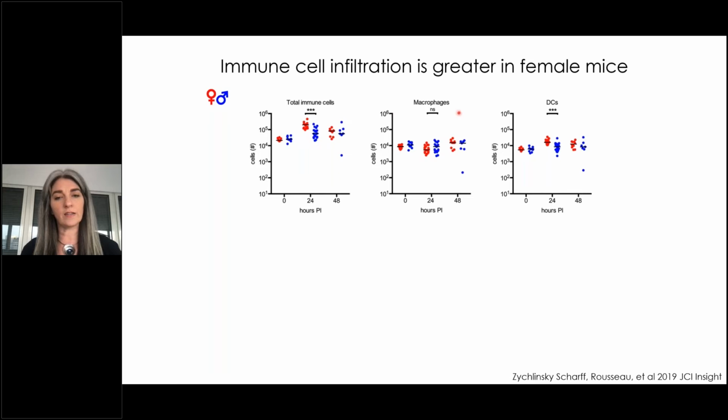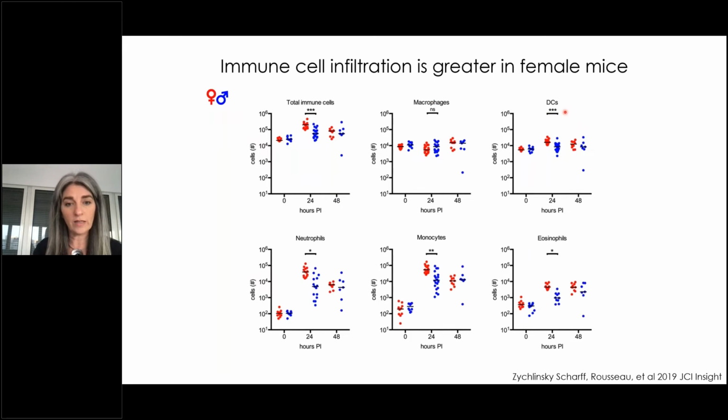We don't really see any differences in resident macrophages, but we don't actually anticipate that either because it's a resident cell. They don't infiltrate. We see a very small difference in the number of dendritic cells that are there. But what was quite striking is a massive difference in the number of neutrophils, monocytes, and eosinophils that infiltrate the bladder 24 hours after infection. And this is much higher in female mice compared to male mice. You can see overall that we have an increase of 100 to 1,000 times the number of cells that are resident in an uninfected bladder.